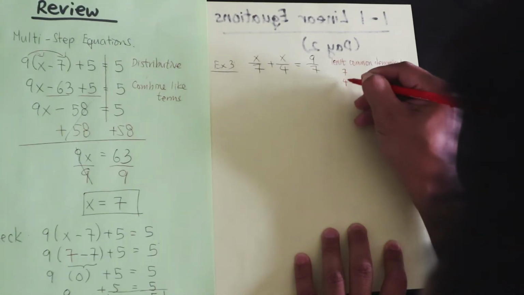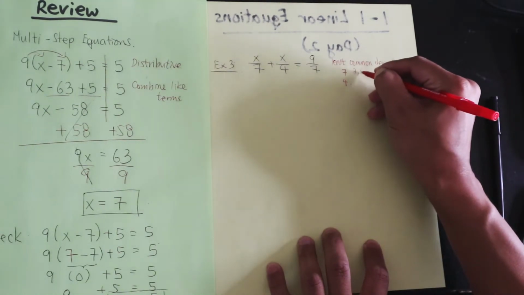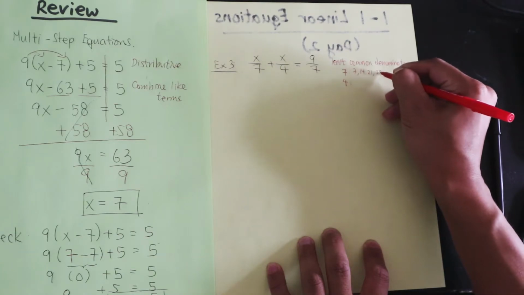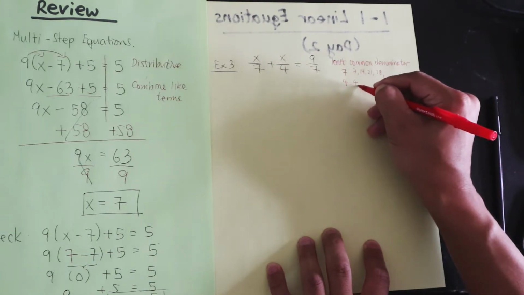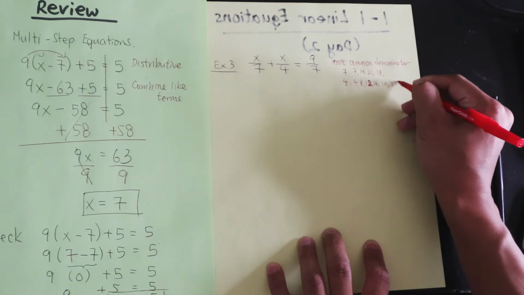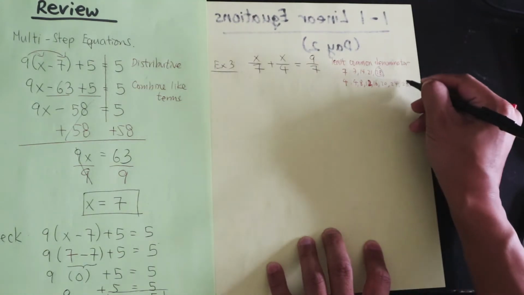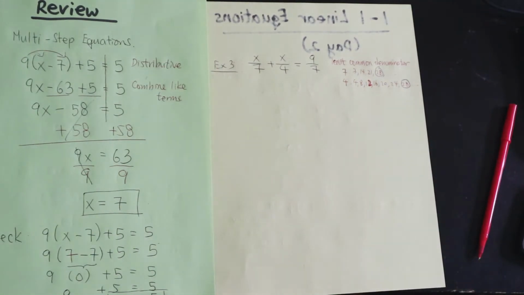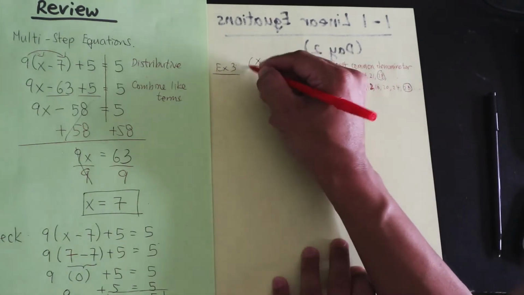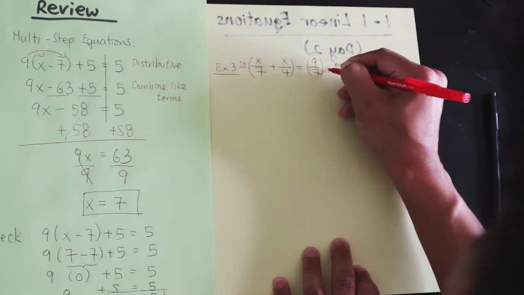And how would you do it? You're going to first list all the multiples of 7 and all the multiples of 4, right? So for 7 you're going to do 7, 14, 21, 28, and so on and so forth. And for 4 it's 4, 8, 12, 16, 20, 24, 28. And if you notice, the first number that appeared is 28. That means you're going to multiply the entire equation by 28. So multiply by 28 and multiply by 28.